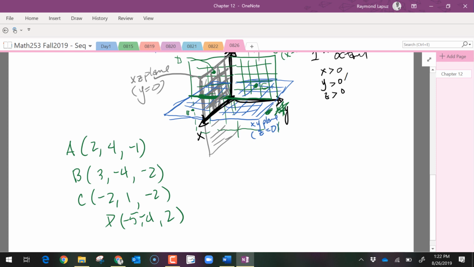I would start in the x-axis. I would go 2 units in the x-axis. And then I would move along the y-axis, and go 4 units in the positive direction. And from there, I would go down 1 unit in the z direction. I don't know if you guys can see this. I'm going to see if I can draw it out.